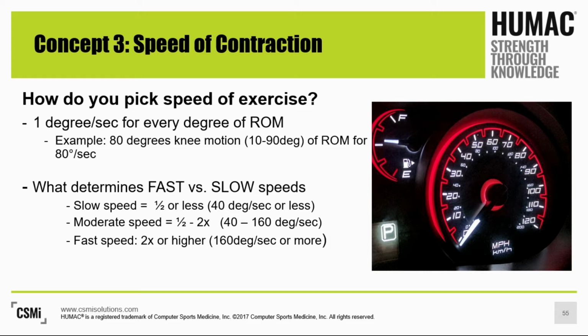And when you have a smaller total range of motion, the speeds feel faster because the machine will change directions quickly once it gets to the end of the motion. So the actual speeds used will differ based on the joint when we talk about starting in slow and progressing to moderate or fast speeds.